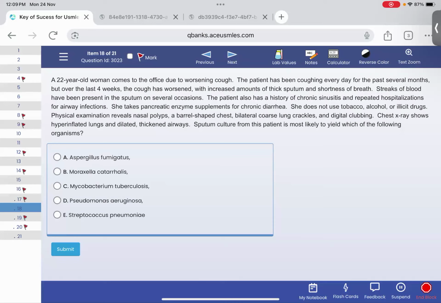She does not use tobacco, alcohol, or illicit drugs. Physical examination reveals nasal polyps, a barrel-shaped chest, bilateral coarse lung crackles, and digital clubbing. Chest X-ray shows hyperinflated lungs and dilated thickened airways. Sputum culture from this patient is most likely to yield which of the following organisms? So look at the age of the patient. It's a 22-year-old woman, right? As the age increases, colonization by Pseudomonas aeruginosa increases, right? So the correct option would be? Pseudomonas, option D. Yes, right.